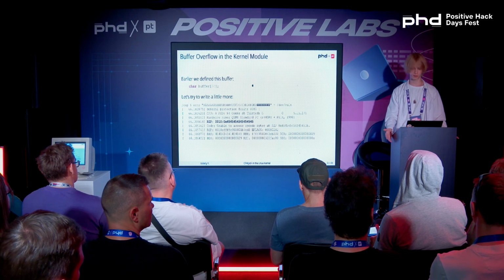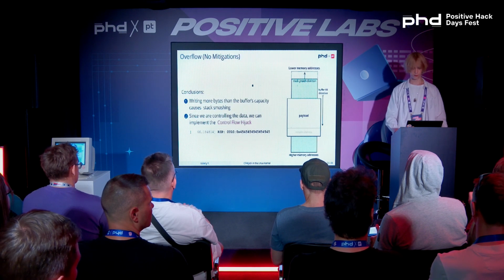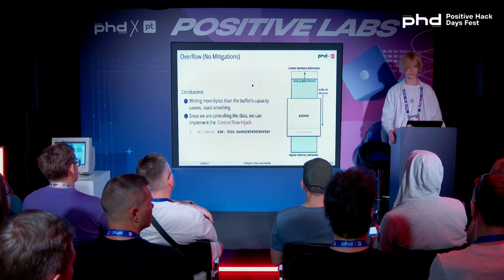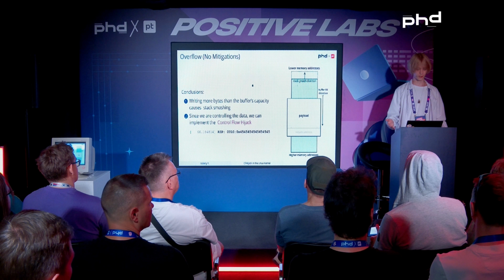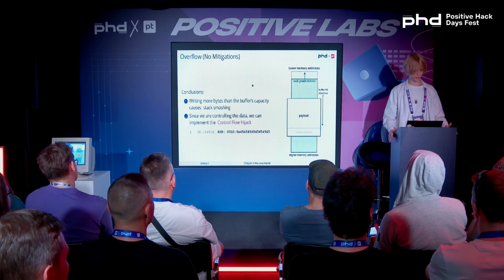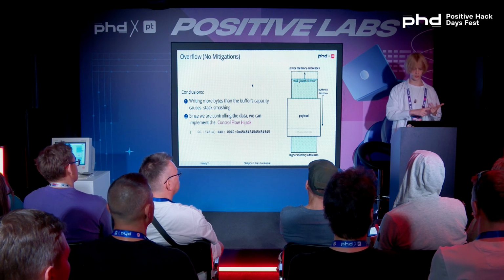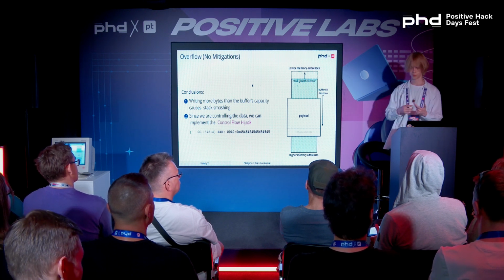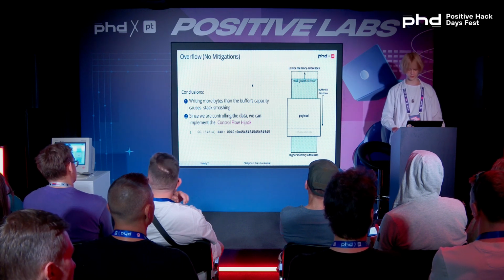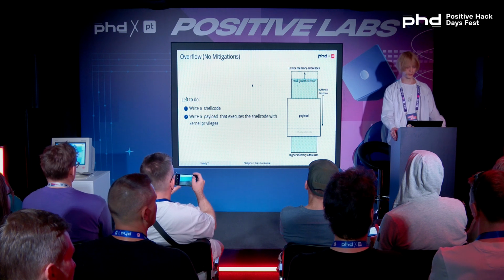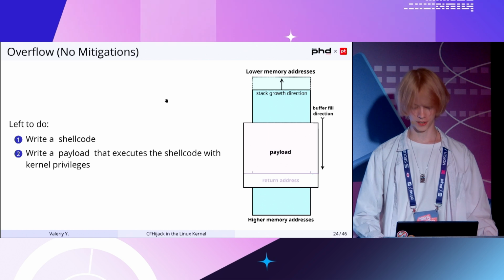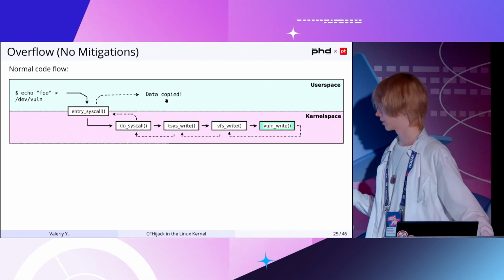Therefore, if you send more info than the buffer capacity, the kernel stack overflows. It fills the space with some user-controlled values. This is what we call stack smashing. Since we control the data and its quantity, and since we know that the return address is right after, we can hijack the control flow. The only thing you need to do is write the shellcode and the payload that will execute the shellcode.